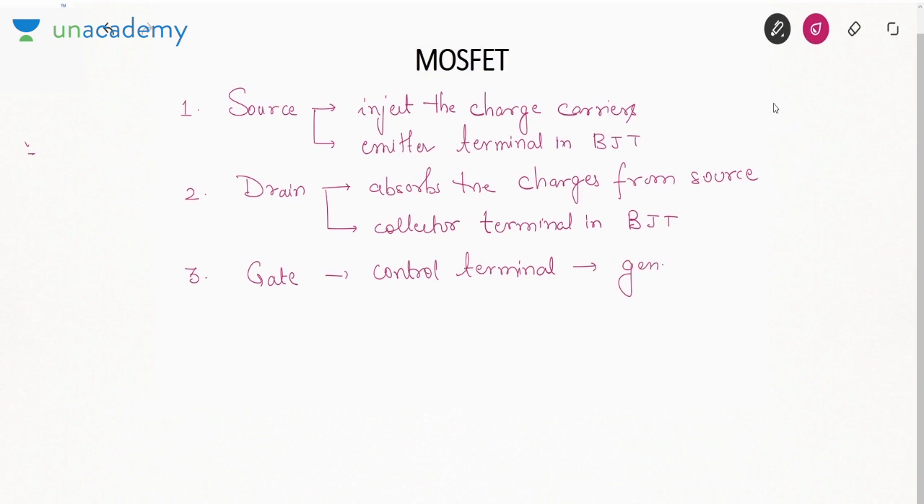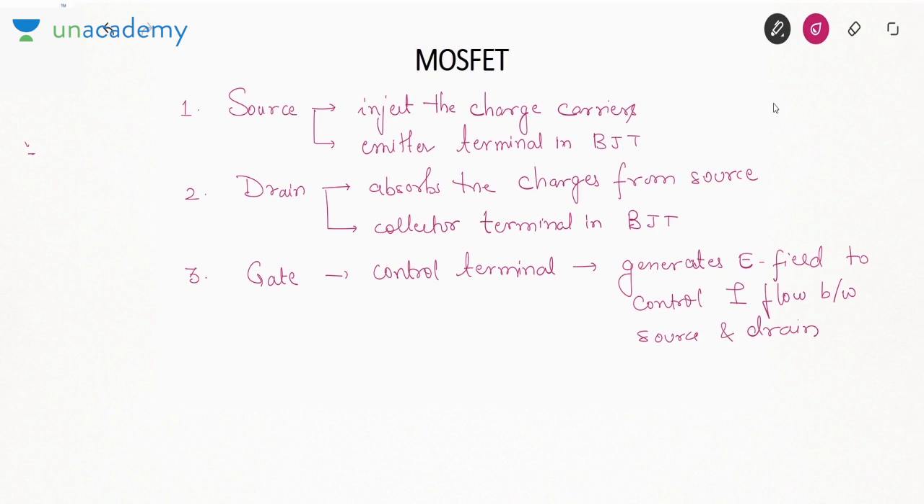It generates an electric field to control the current flow between source and drain. So basically the current will flow between source and drain, and that current will be controlled by means of this voltage or electric field generated by the gate terminal. So what happens? We apply the voltage at the gate terminal and it generates the electric field in order to control the current flow between the source and the drain.